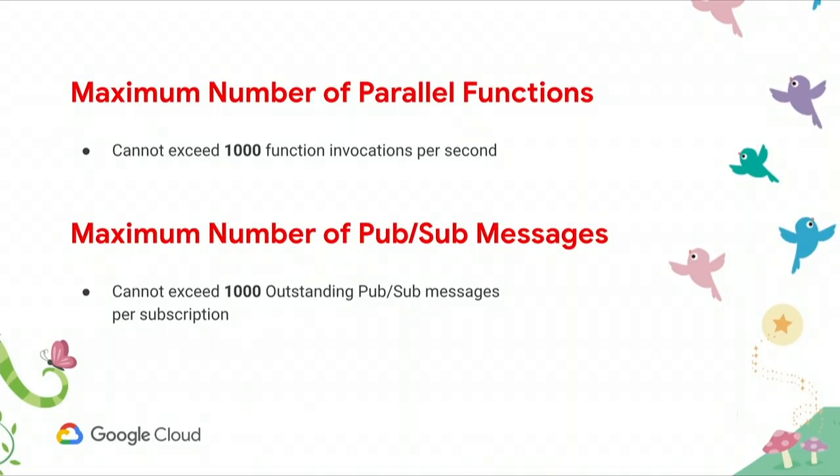And as a result of having too many functions, we then had too many outstanding PubSub messages as well. And then what happens if you have too many outstanding PubSub messages? They get dropped. So we were just having words that were lost. This had a pretty easy solution.